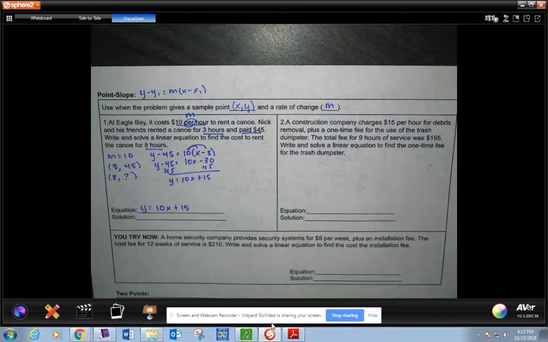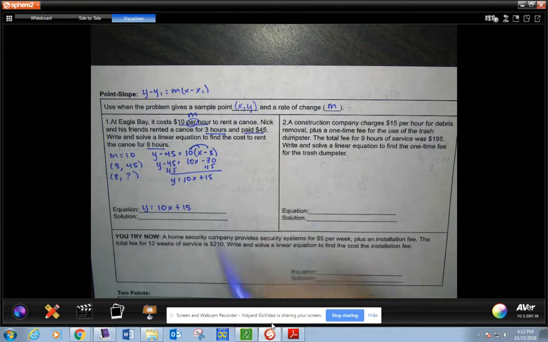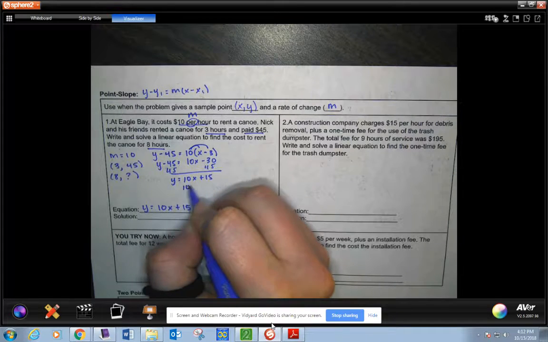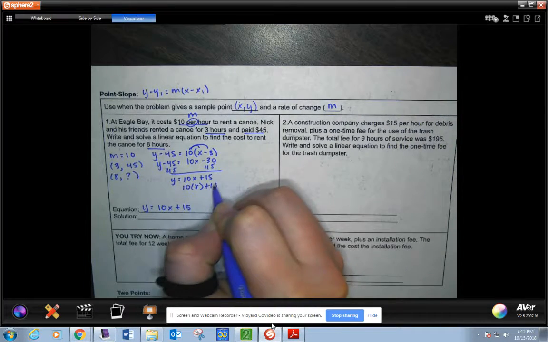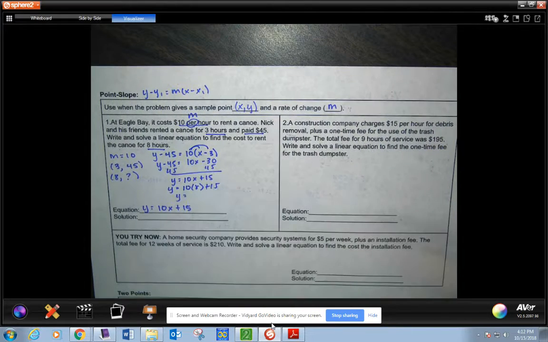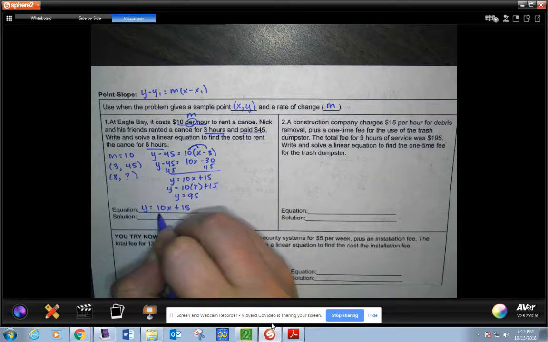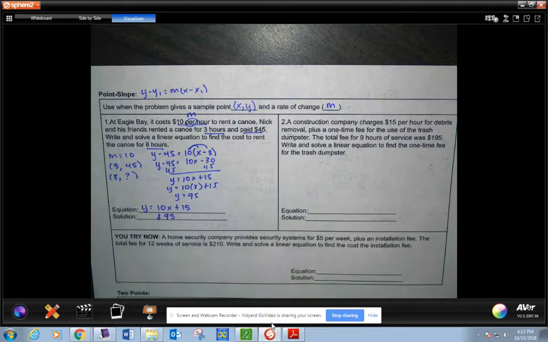Okay, from here, I want to find out how much it's going to cost to rent for 8 hours. So this is a real easy thing. You're just going to plug 8 into x's spot, and you're going to figure out what y is. So 10 times 8 is 80, and 80 plus 15 is 95. So to rent for 8 hours, you would have to pay $95.